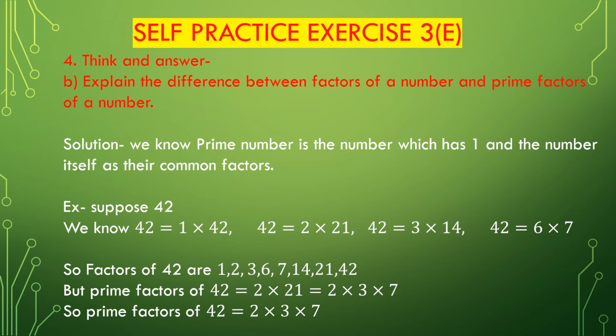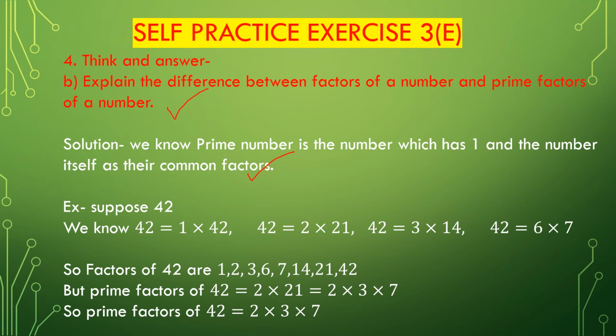Now we solve question number 4, part B. Explain the difference between factors of a number and prime factors of a number. We know a prime number is the number which has 1 and the number itself as its only factors.